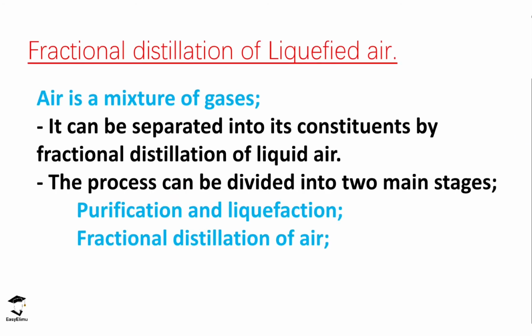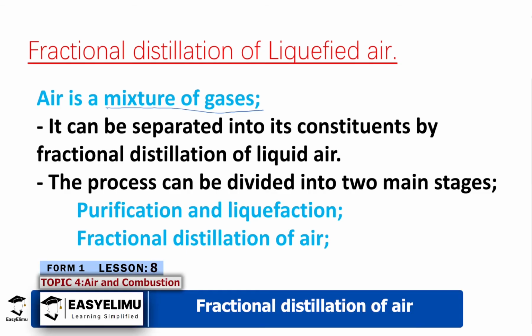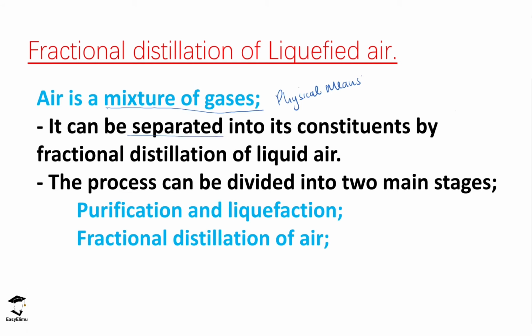First of all, we know that air is a mixture of gases. This means that air contains different constituents in itself, and these constituents can be separated by physical means. These physical means are examples like boiling. You're also going to see filtration. These methods are usually physical in their nature, so these things can be separated by these means. They can't be separated by chemical means, but physical means.